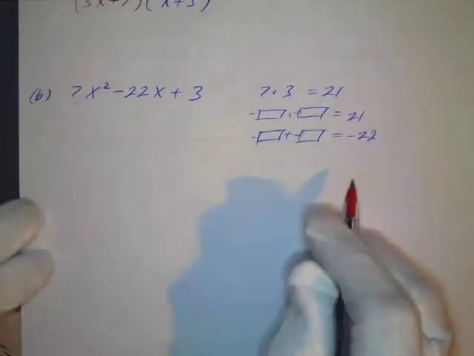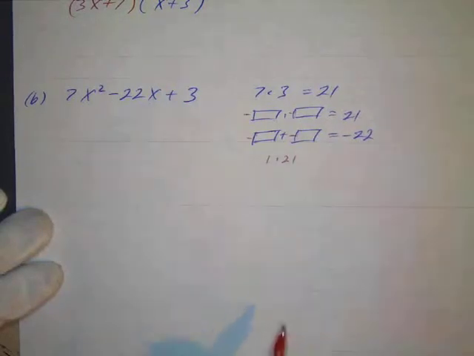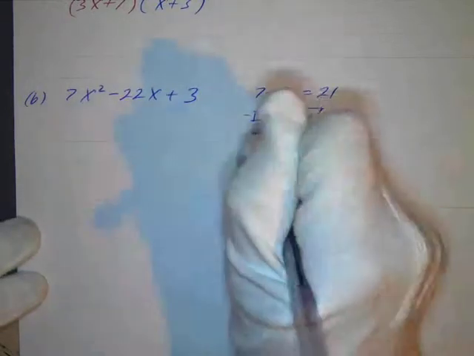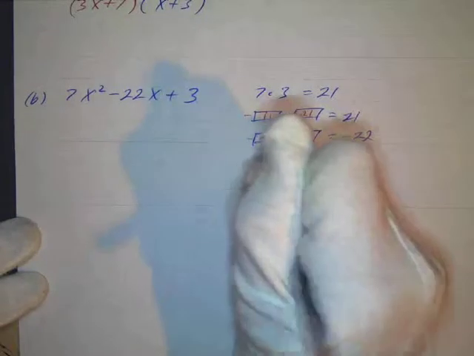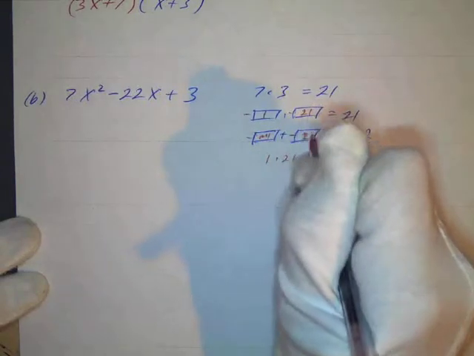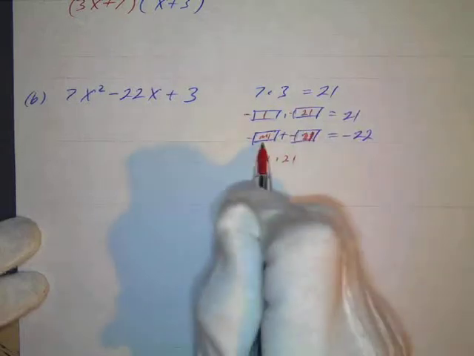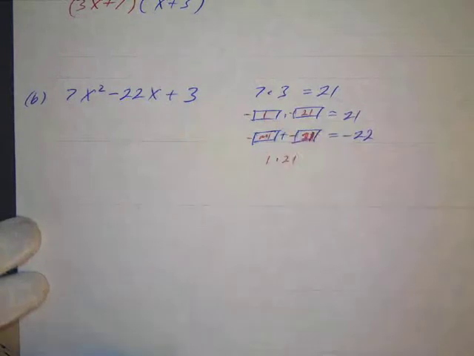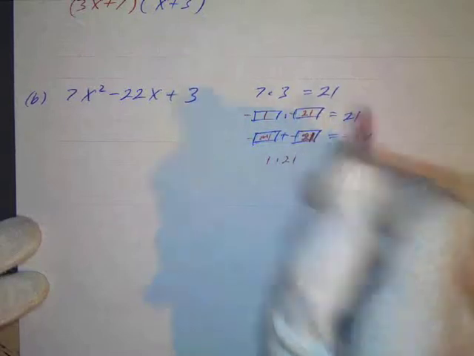And any numbers that multiply to give 21, so I can start with 1 and 21. And right away that works. So those would be both negative, so I could write negative 1 and negative 21. So negative 1 added to negative 21 is negative 22. All right. And negative 1 times negative 21 is positive 21. So that satisfies both conditions.